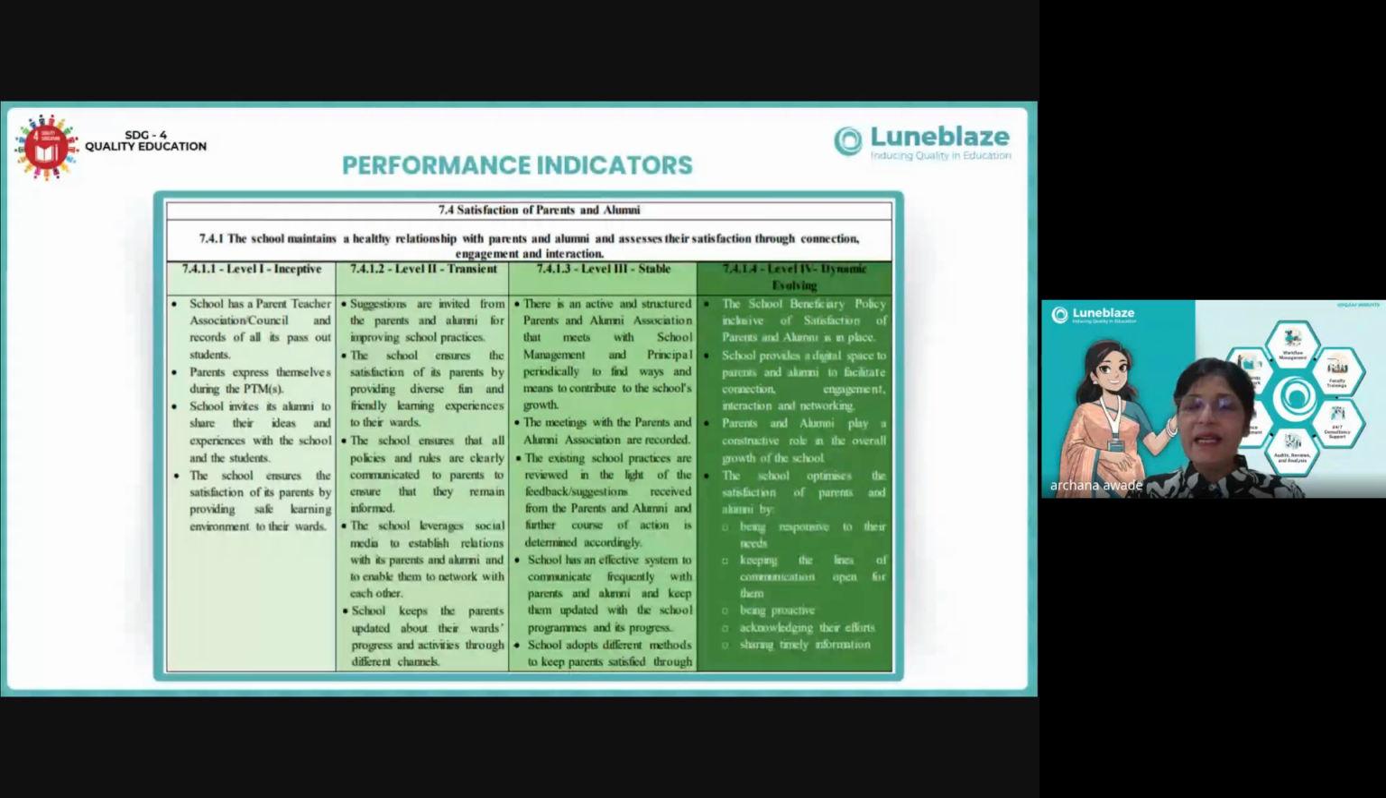This connects neatly with your motivation matrix also. Parents and alumni remain motivated to support the school when their voices are heard and when they are recognized, so the impact on school improvement is seen when you take inputs from your parents and alumni. So these are the performance indicators, the standard statements, and how they show up in your action steps, so that everybody is on the same page and knows at what level your school is.